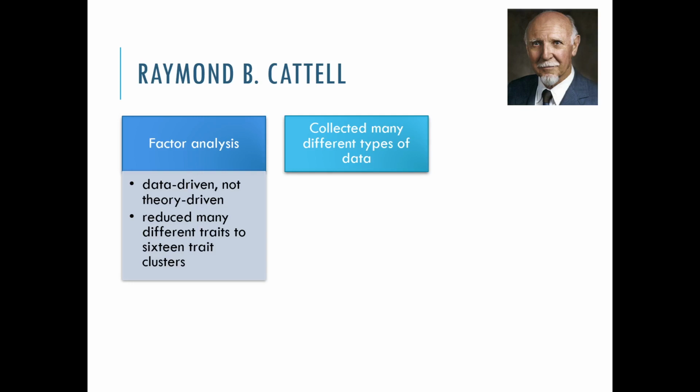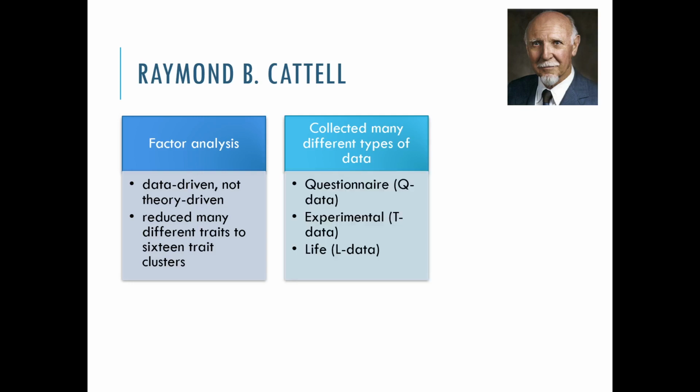He collected a lot of different types of data, which makes him unique compared to some of the other trait theorists, because he used questionnaire data, what we're familiar with, where you just answer questions and make marks. He also did some experimental data to see if, in certain circumstances, people would actually behave differently from each other. So given the same stimulus, the same circumstance, would I behave differently than you would? And why would that be? And could it be because we have different traits?